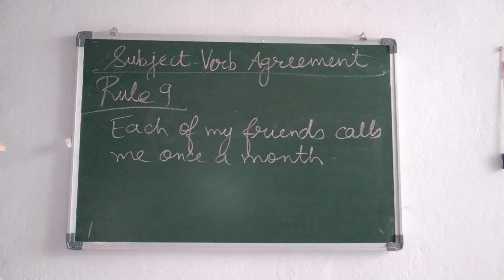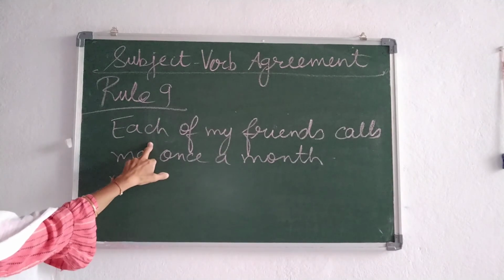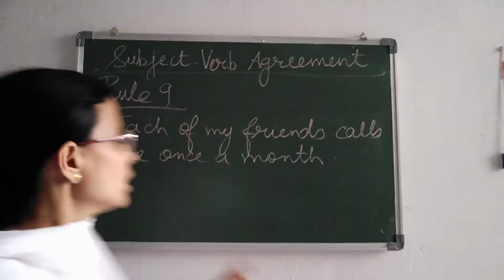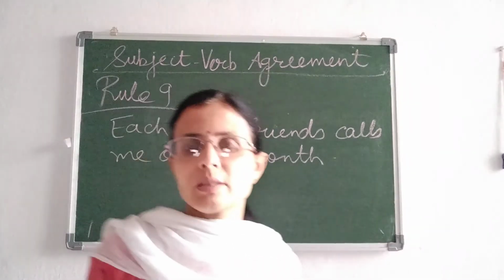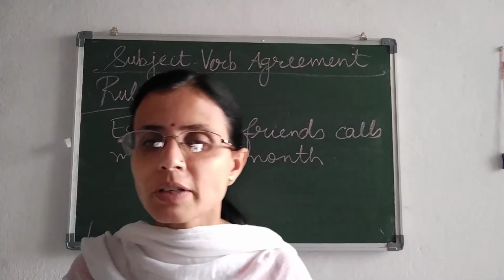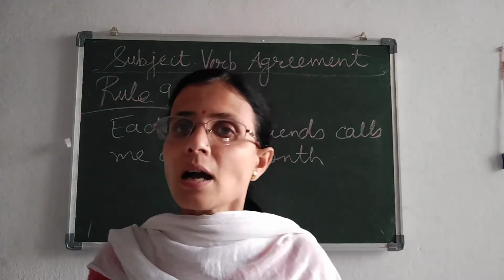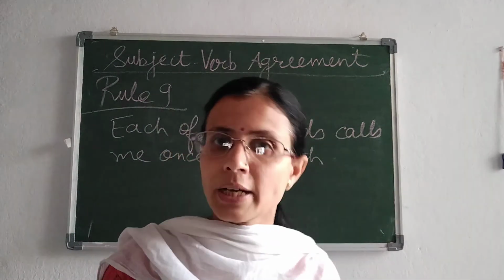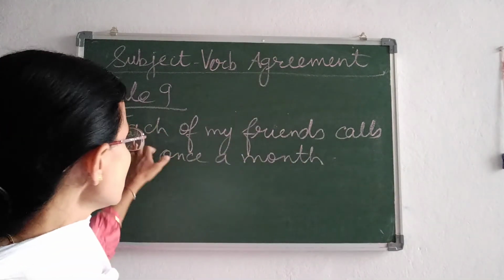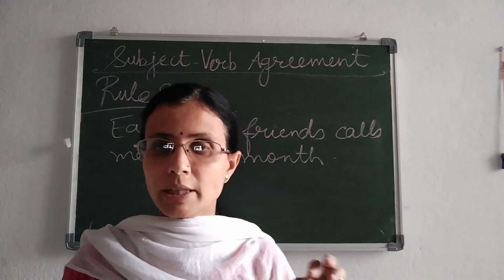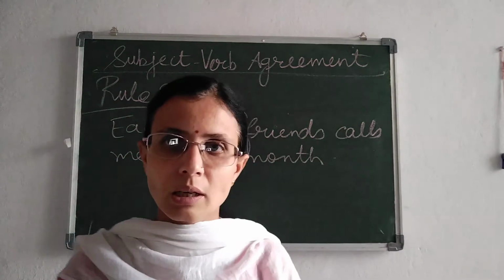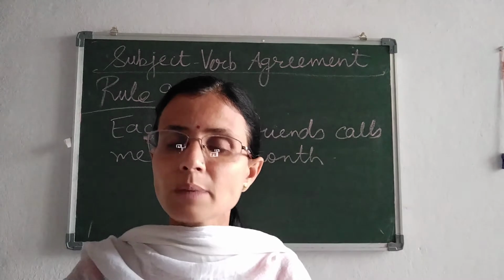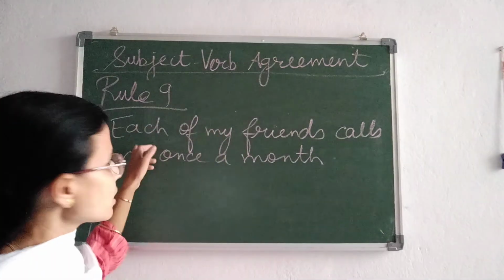Means what? In this sentence, we are using each. Okay. Each means pratyek, individual I am talking. Each of my friends, there are many friends, maybe there are 10 friends or there are 15 friends, but each of my friend means I am talking individually of every person, of every friend. Okay, so here since each word is used, each means individually, it means your subject is singular, it is not plural. Friends, in friends, S is there, means there are many friends. But still, why your subject is considered singular? Because here each word is used.